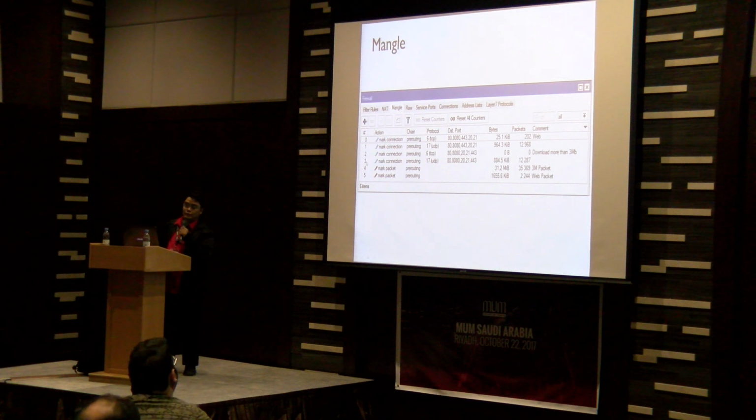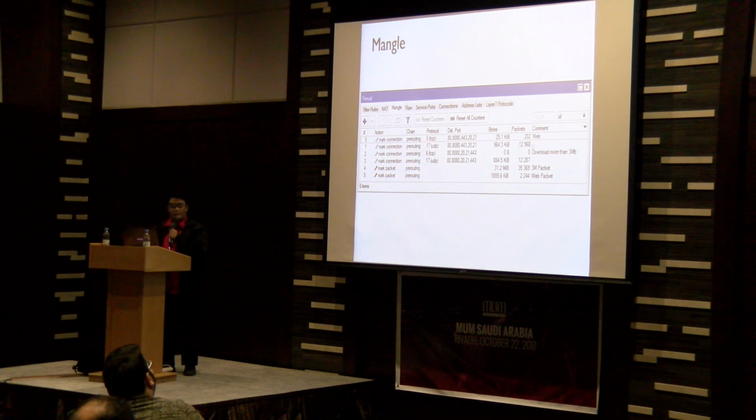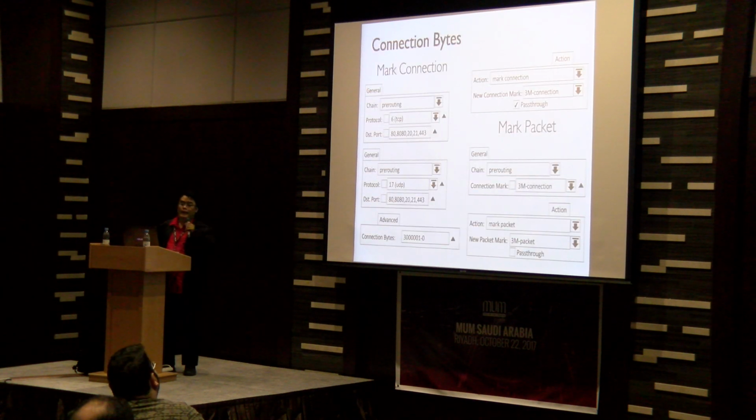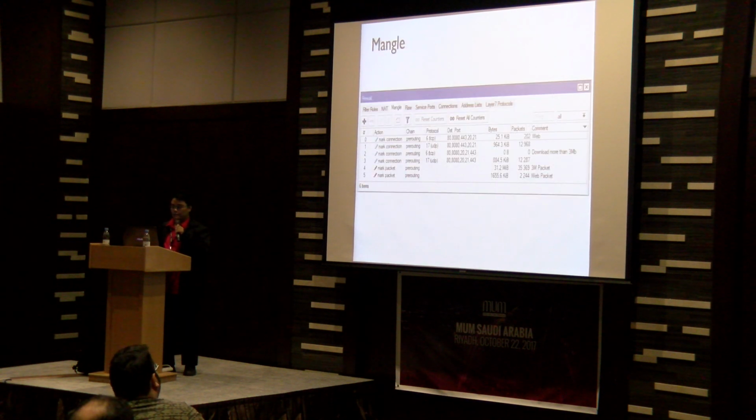If the packet is more than 3 MB in size, it will be categorized as a 3M packet. So you can see here, I have a packet mark that is 3M. It's named 3M packet. It will be a large file download. Then after that, I put rule number 4 for 3M packet, so it will stop there. It won't be processed any further.